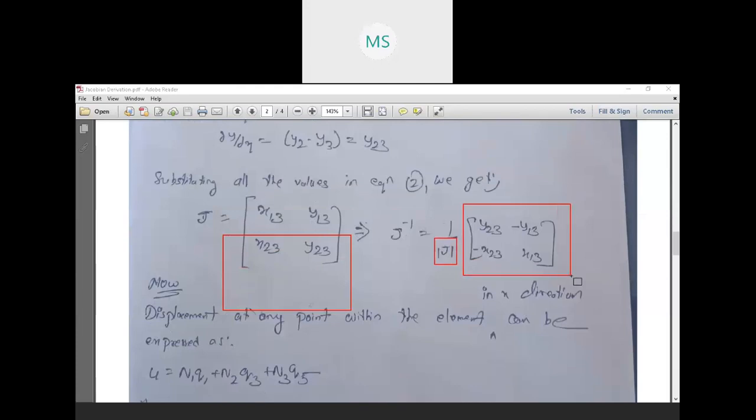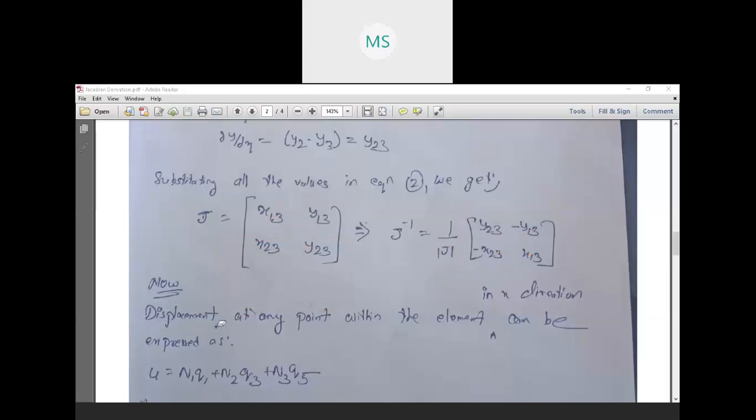You know how to find the adjoint of any matrix? I hope you know. If you don't, you have to interchange these two values, and these two values will be the same but the sign will change. So you can see here x13 will become here, y23 will go there, and here the signs will change. It will become minus here and minus here. So that will give you the adjoint of that. So my J inverse is 1 by determinant J into y23, minus y13, minus x23 and x13. I hope everything is clear till now.